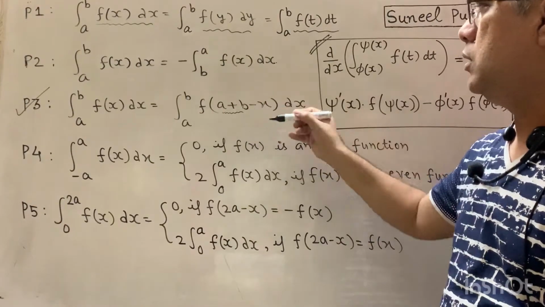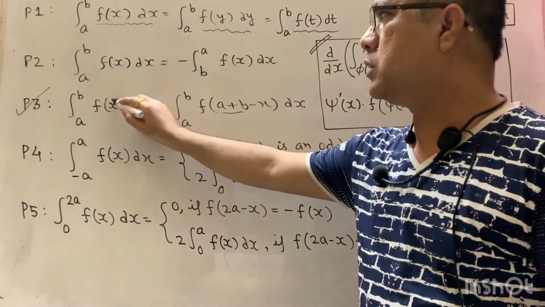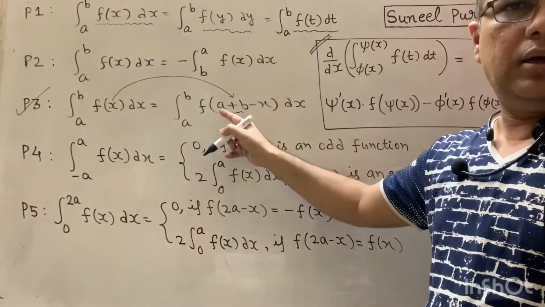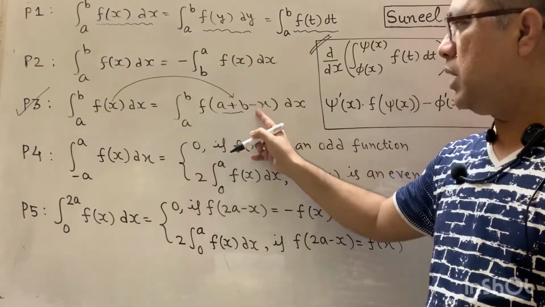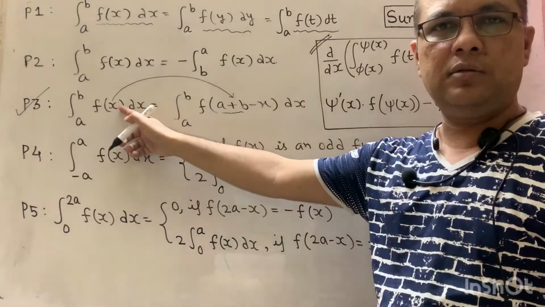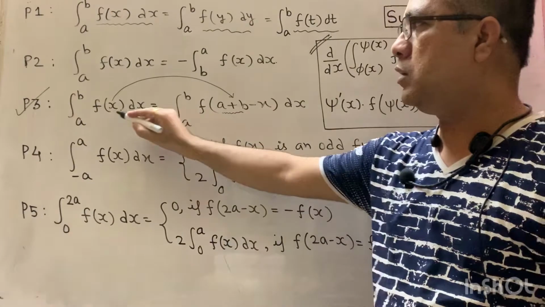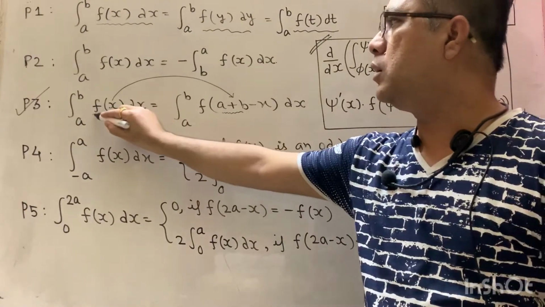What is a plus b? Sum of the limits. So whatever is the variable here, that has to be replaced by sum of the limits minus same variable. So if it is x, that will be replaced by sum of the limits a plus b minus x, in the integrand only.